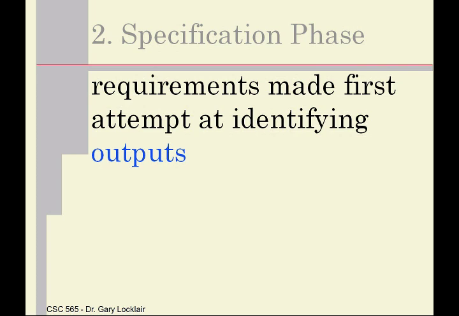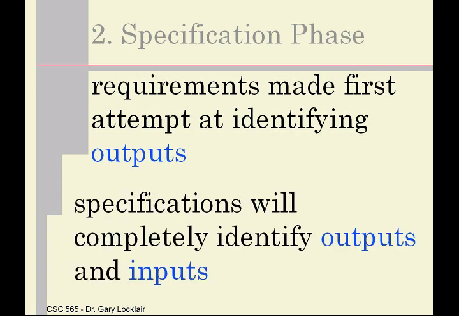So what we need to do in specifications is revisit what we did in requirements. In requirements, we said, hey, this product, this system is supposed to produce this as output. Now that we've thought about some features and functions, there may be additional ones. Okay? The specifications then will completely identify both the outputs and the inputs. If the outputs are the same as the previous step, then fine, no problem. But odds are we might uncover some new ones when we start thinking about the functionality of it.